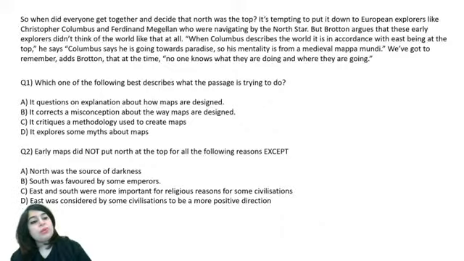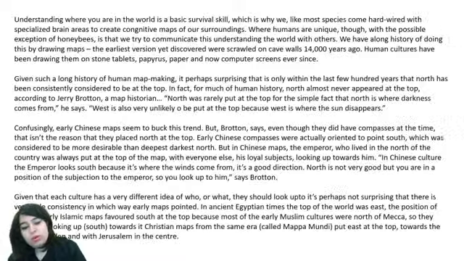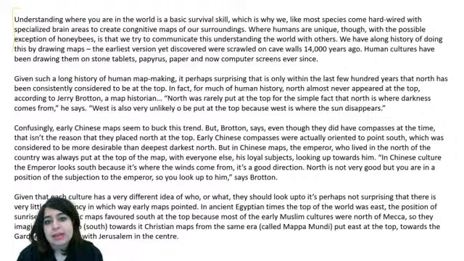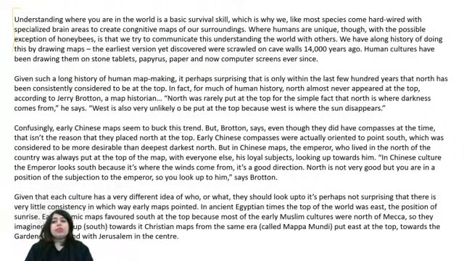So, in the first question, we are asked which of the following best describes what the passage is trying to do. The first one says it is an explanation about how maps are designed. So, are we discussing necessarily just how they are designed? Because the very first line says, understanding where you are in the world is a basic survival skill. This is why we, like most species, come hardwired with specialized brain cells and areas to create cognitive maps of our surroundings.